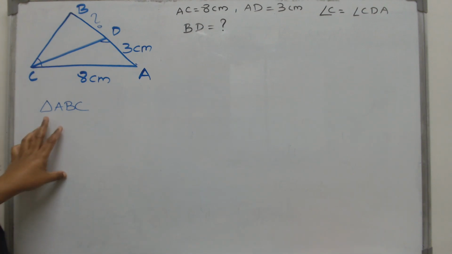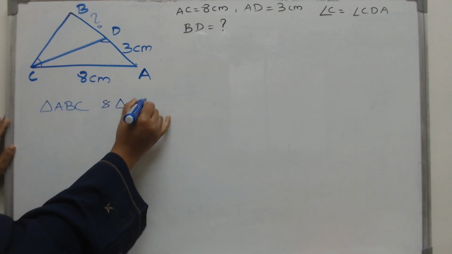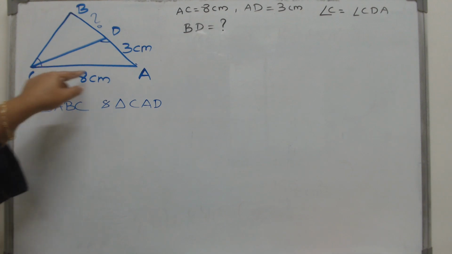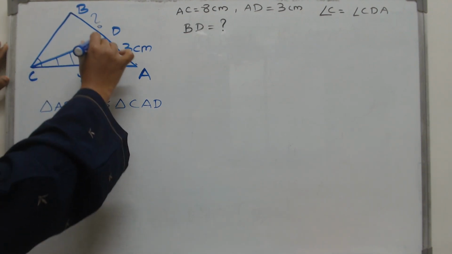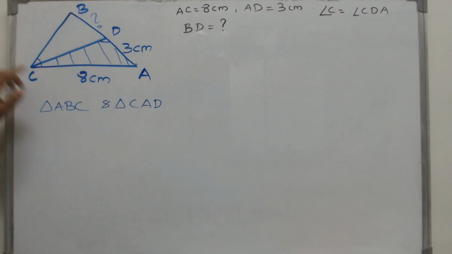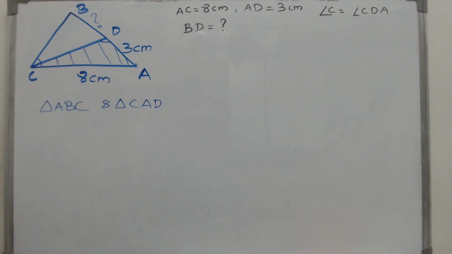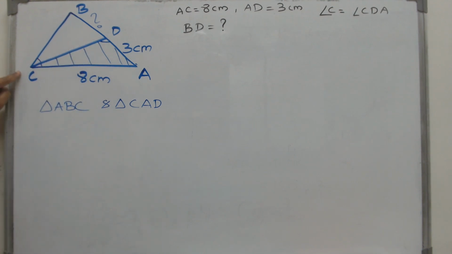Now consider the triangle ABC and this small triangle CAD. Why are we doing that? If you see, there is so much information given about this particular triangle. What all do you know? You know the measure of two sides, and also you have information about this angle here. We know that this angle is the same as C.